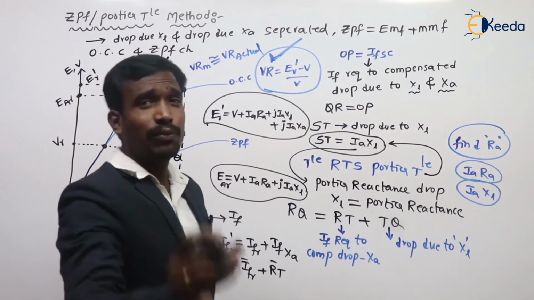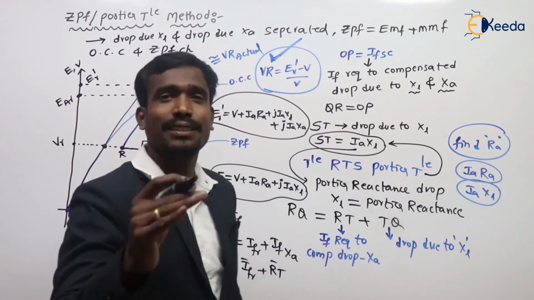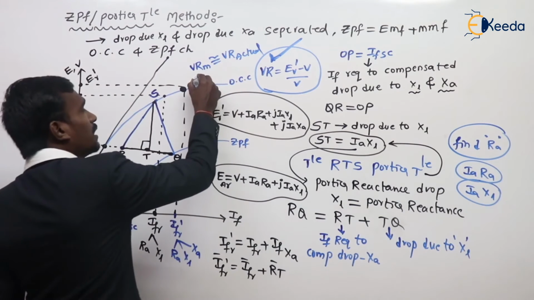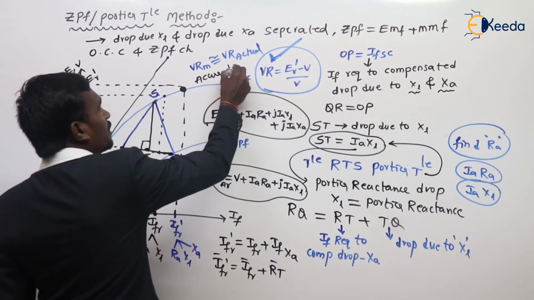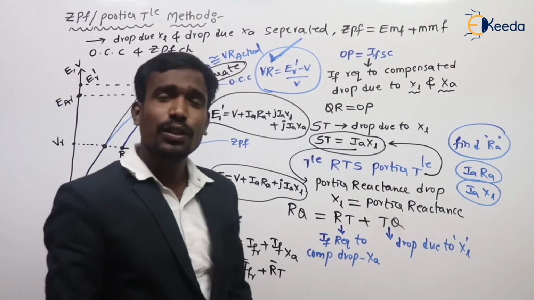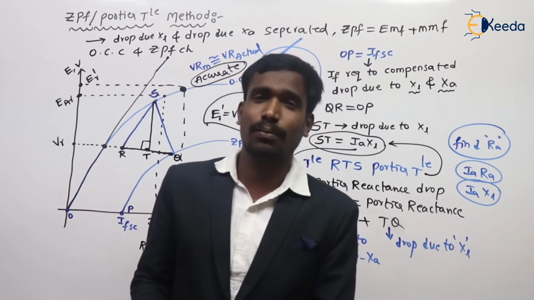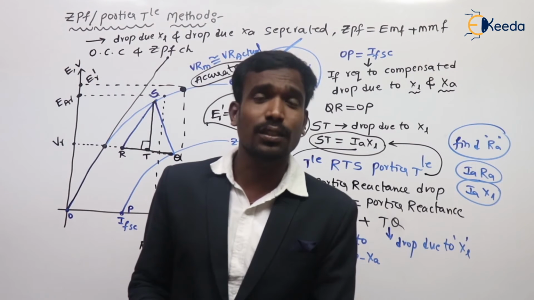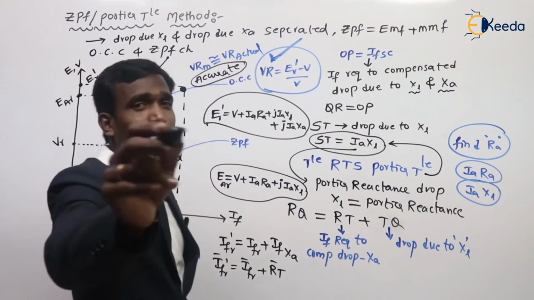And in this method, I can tell you the drop due to XL and XA separately. That's why this is an accurate method. This is an accurate method up to now. The ZPF method is more accurate than the EMF and MMF methods. That's why this is called the accurate method.